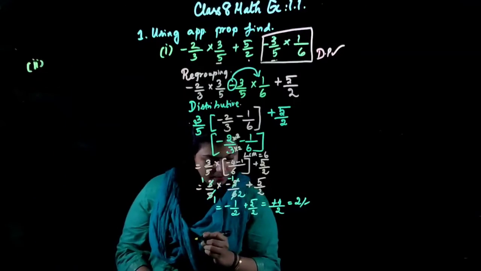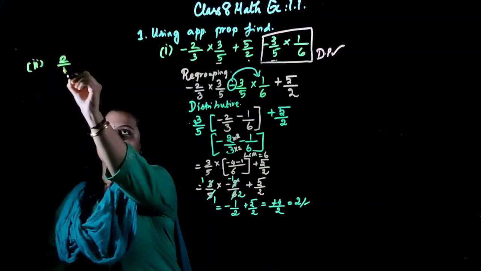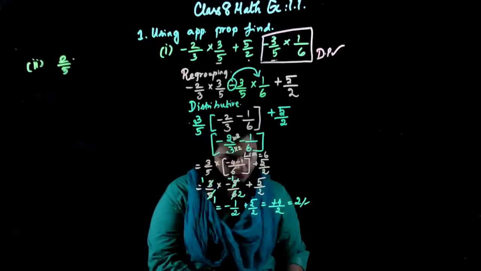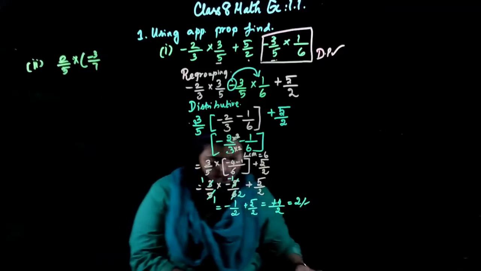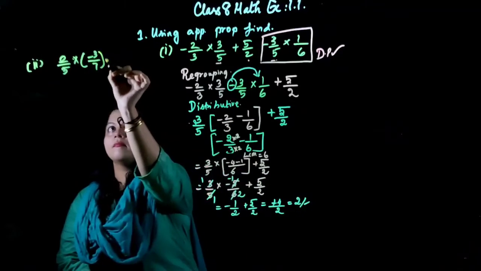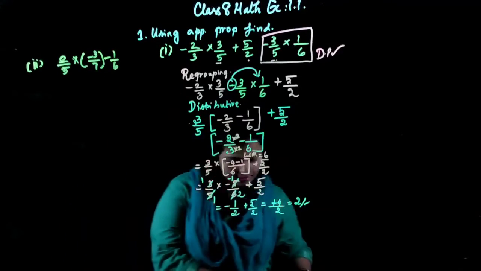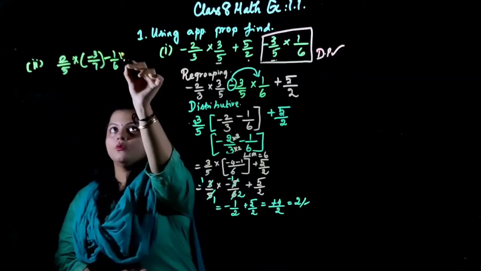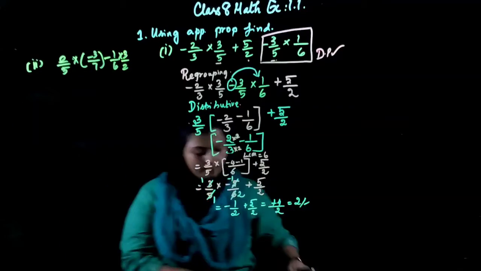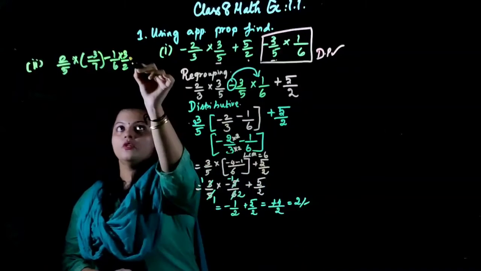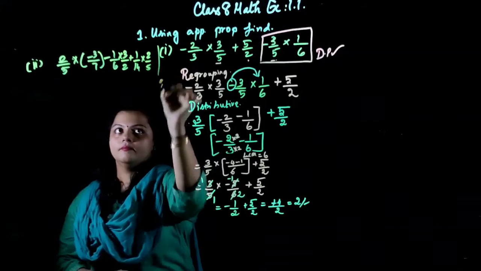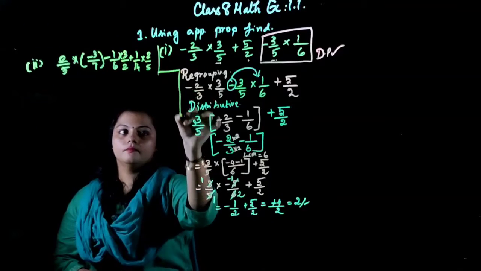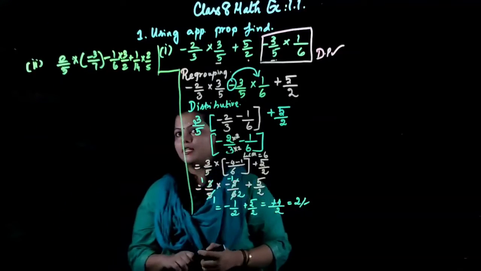Your second problem is nothing but 2 by 5 into minus 3 by 7, minus 1 by 6 into 3 by 2, plus 1 by 14 into 2 by 5. This is my second question.